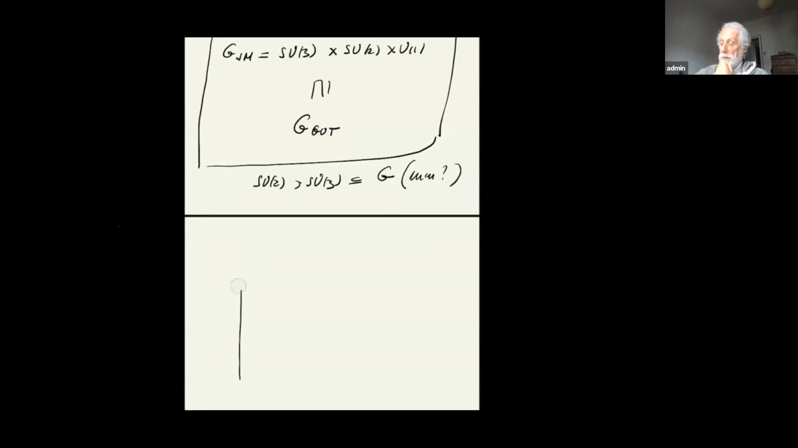Before I draw it. SU5. Obviously. It means that you have a fundamental representation of SU5, which is 5-dimensional. Now, how will the 5-dimensional representation look like? Well, it has 5 elements.